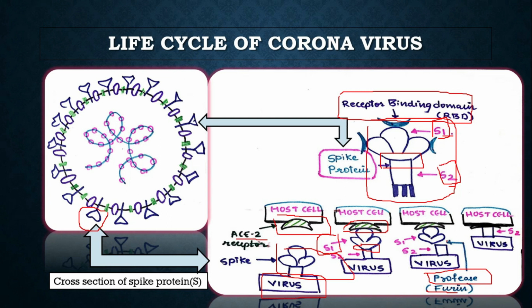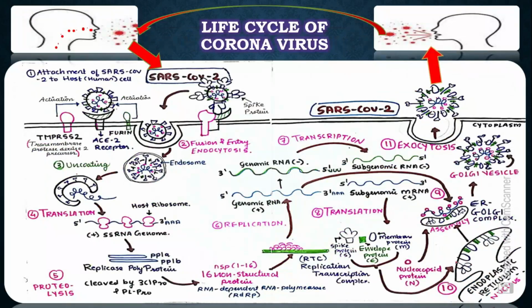What will happen next is that the S1 part with the ACE2 receptor will go out, and then the S2 part will go and bind with the host cell. With this process, the virus is able to enter into the host cell. Now we will see the further process in the life cycle of coronavirus.